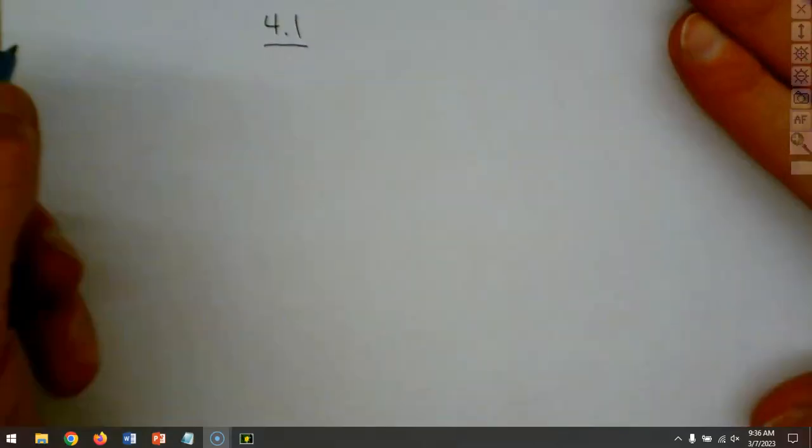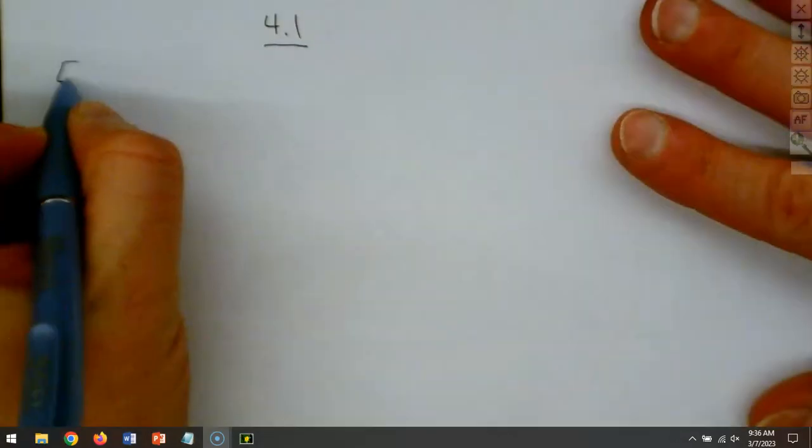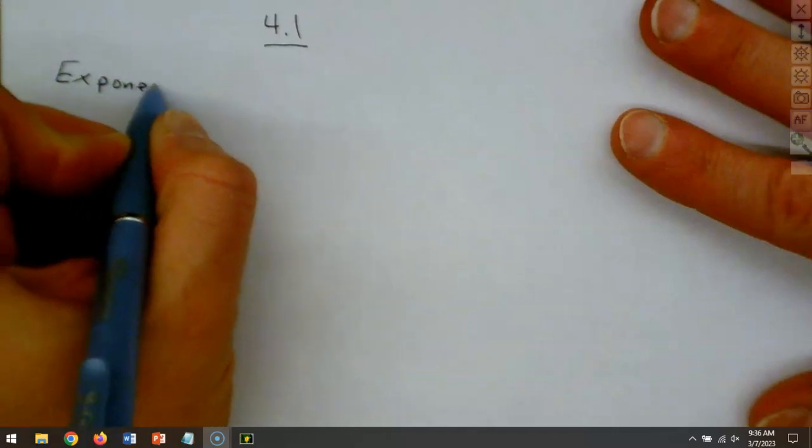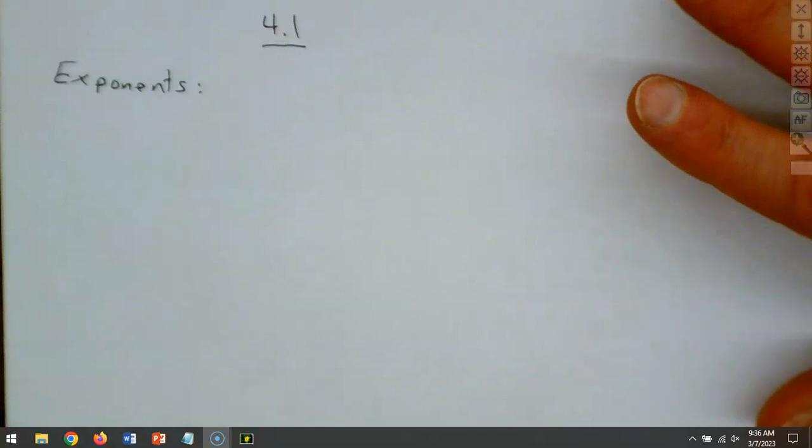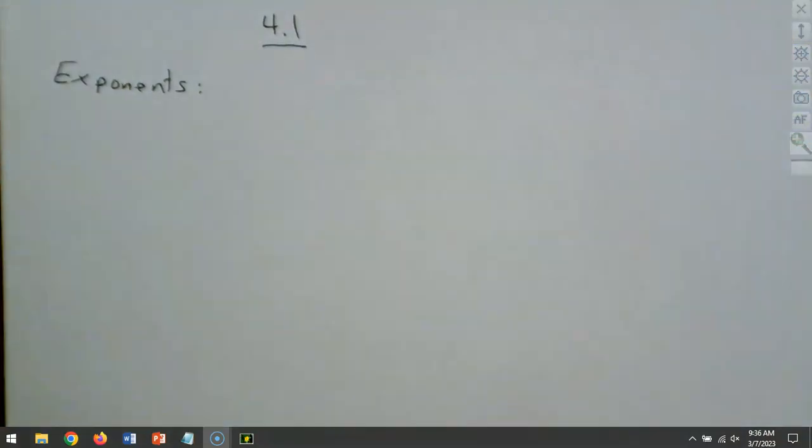We're going to do a quick review of exponents. And the rules that are associated with exponents. Okay, so we're going to begin by looking at exponents here.